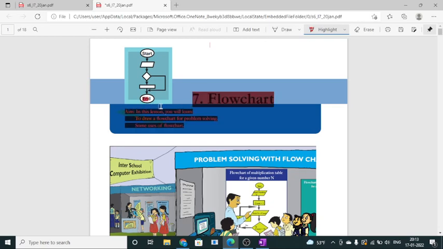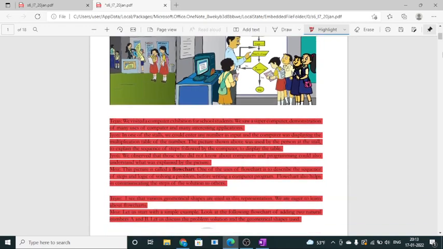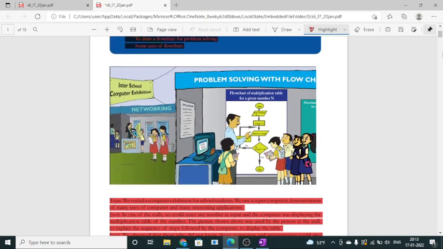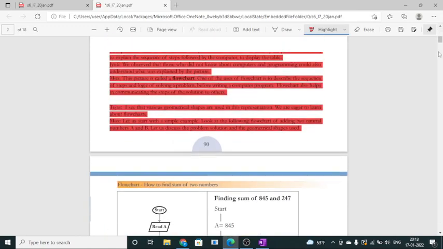In this flowchart session, our aim is to understand how to draw a flowchart for problem solving and some uses of flowchart. So let's begin. Look here: Inter-school computer exhibition. I think this PDF is about problem solving with flowchart. So let's understand. Moving down.